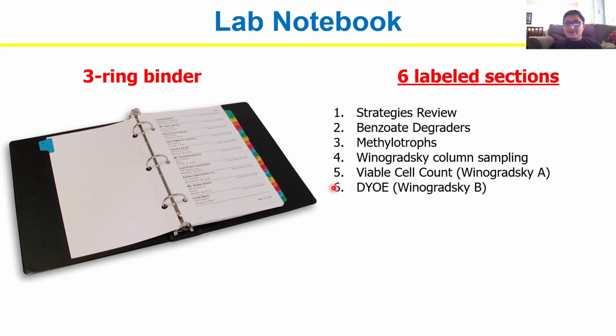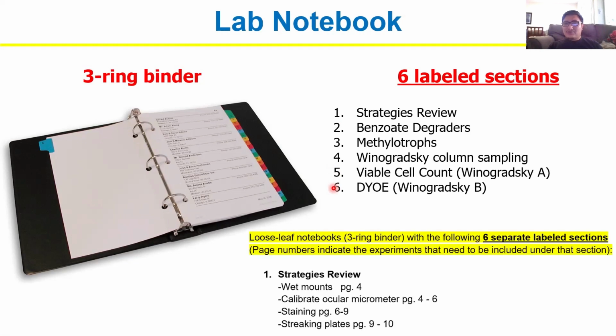So have 6 sections, 6 dividers, and use these labels, and we're going to be adding the corresponding experiments as we do this. But that's all I want. I will send you a Word doc describing all my notebook expectations as well. I just want it to kind of look like this.